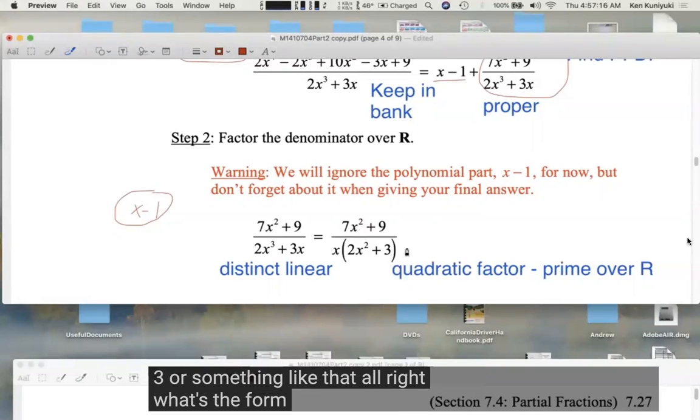All right, what's the form? I'll give you 15 seconds to remember. Write down the form.